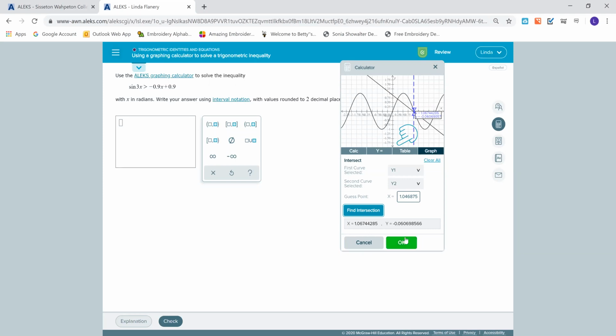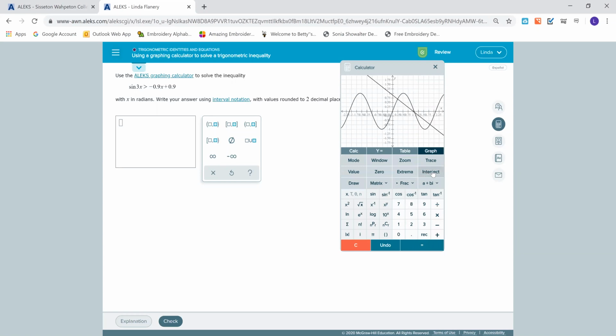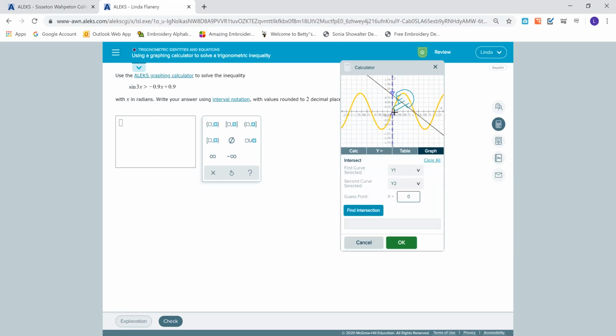And then I'm going to hit OK again, and then I'm going to hit intersect again, and then I'm going to drag it to the third intersection, which is down here. Find my intersection. Again, I'm just worried about the x value, 1.818, so 1.82 when I round that off.